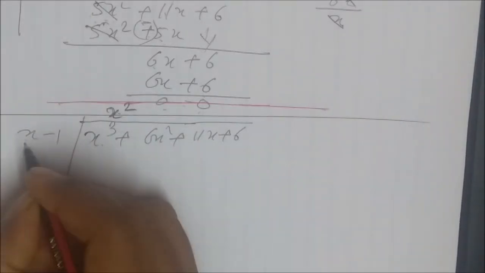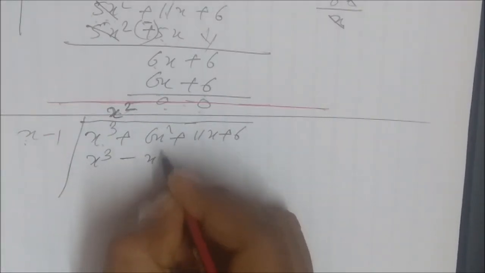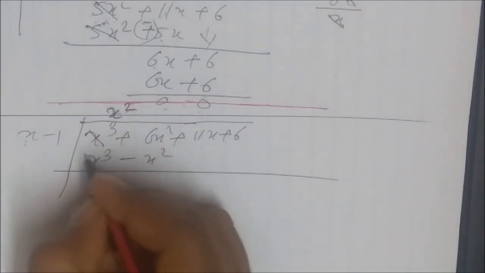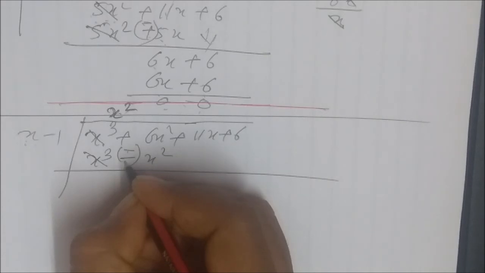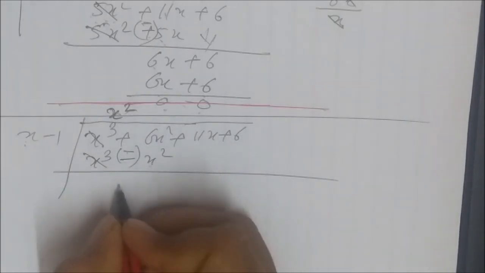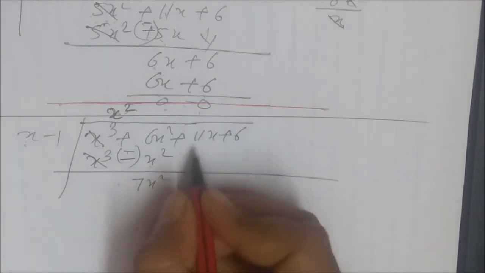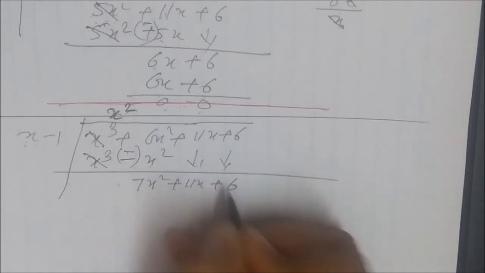So when we multiply with x squared, what do we get? Here we got x cube, and next we got minus x squared. So these two get cancelled. Here the sign changes. This minus became plus. So minus into minus is plus. So 6x squared plus x squared is 7x squared. Taking the other terms down, we got 11x plus 6.